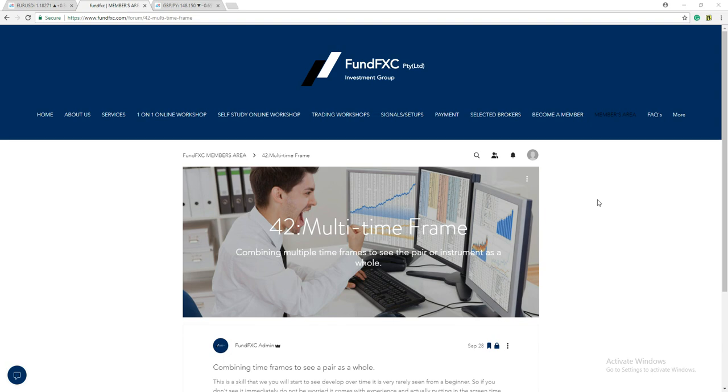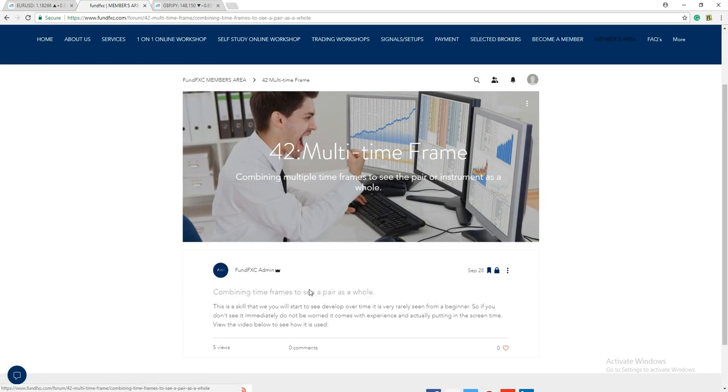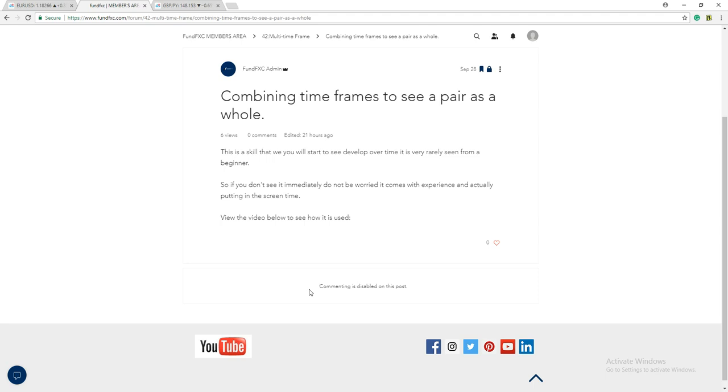And welcome to this chapter, multiple time frame. Combining time frames to see a pair as a whole. This is a skill that we will start to see develop over time. It is very rarely seen from a beginner, so if you don't see it immediately, don't be worried. It comes with experience and actually putting in the screen time.